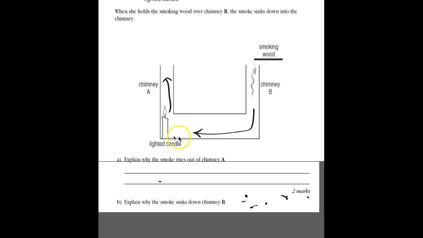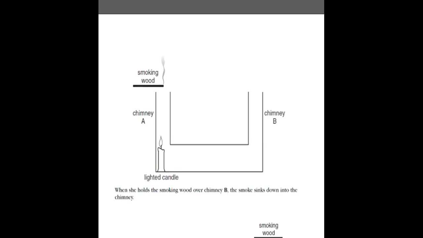Okay, so in this question we've got a burning candle and we've got some smoking wood. In the first instance, the teacher is holding the smoking wood above the candle and the smoke rises up. Why does it rise up? So the reason is because the particles in the air around the candle are warming up and so become less dense. So that's your 2 marking points for that part of the question. They become less dense, they rise.